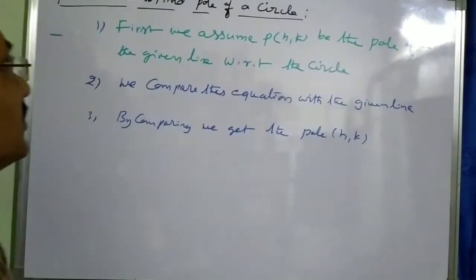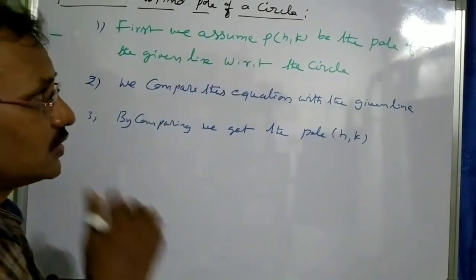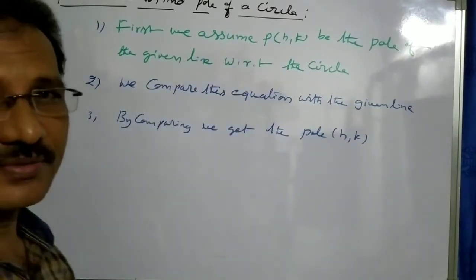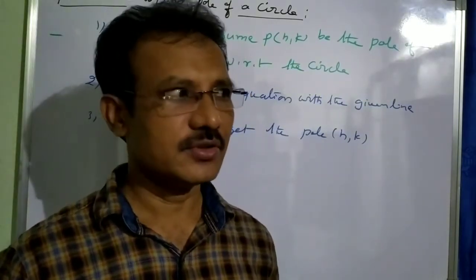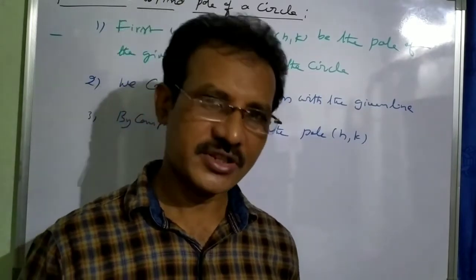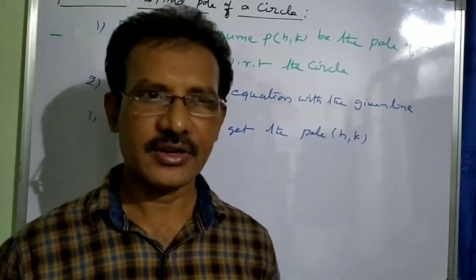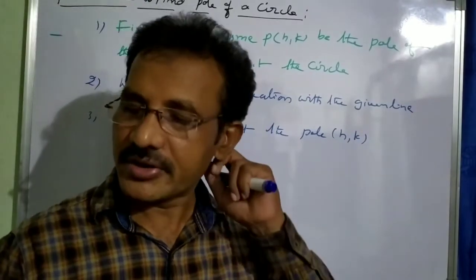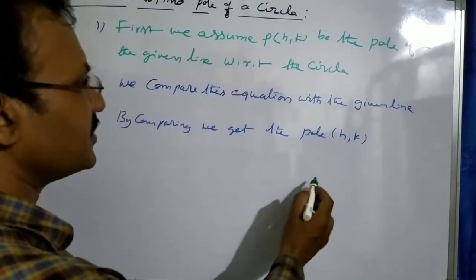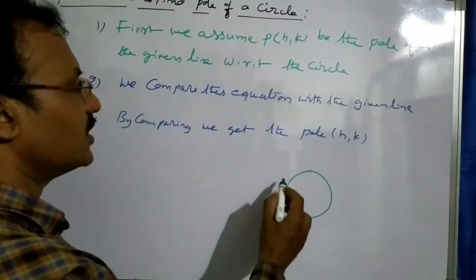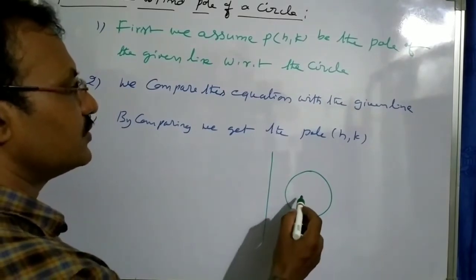Here is the procedure to find the pole of a line with respect to a circle. Whenever a circle equation is given and a line is given, we need to find out the pole of the line with respect to the circle. Suppose the required pole is P(h, k). If a circle is given and a line is given, we need to find out the polar.